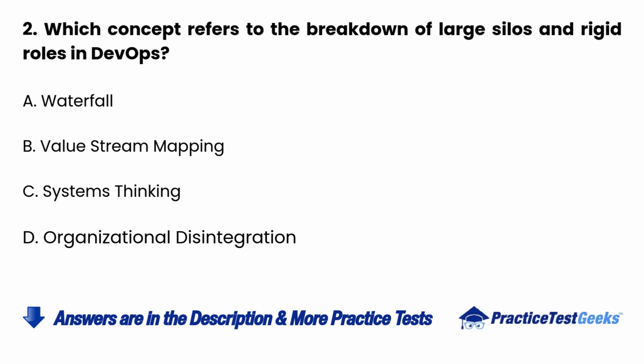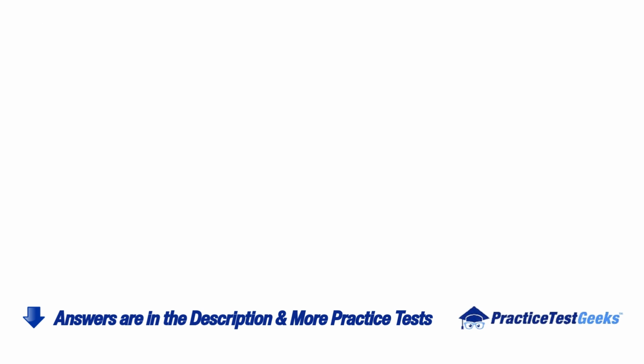2. Which concept refers to the breakdown of large silos and rigid roles in DevOps? A. Waterfall. B. Value stream mapping. C. Systems thinking. D. Organizational disintegration.